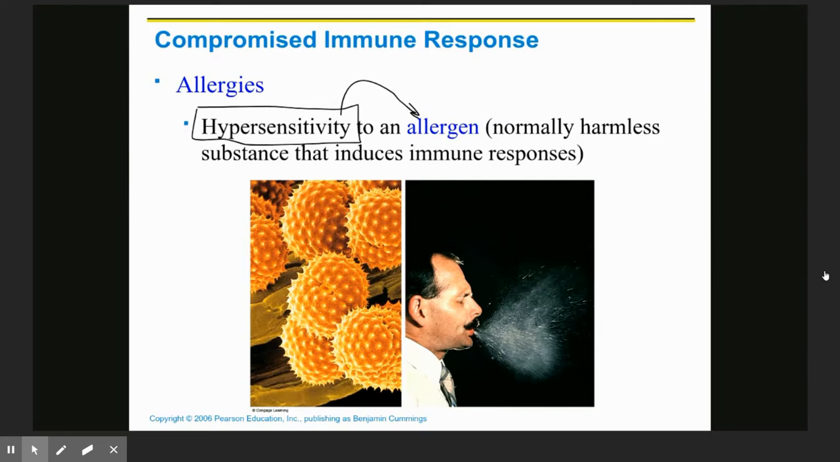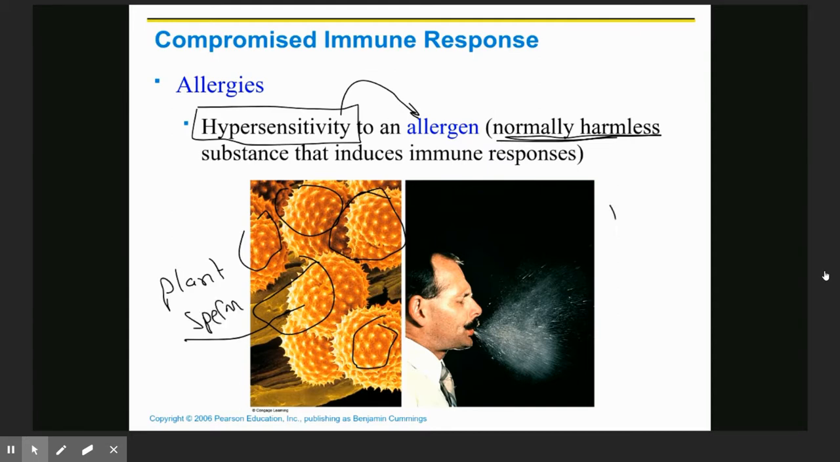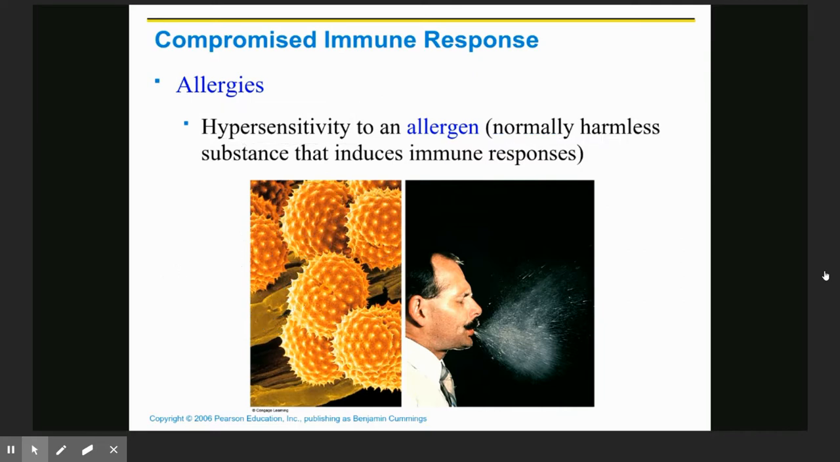Look, this is pollen. And pollen does absolutely nothing to the human body. It's really just a plant sperm is what it is. It doesn't hurt you in any way. We shouldn't react to it. Our body should just ignore it. But that doesn't always happen. And so when you get this hypersensitivity to these normally harmless substances, we call it an allergy.